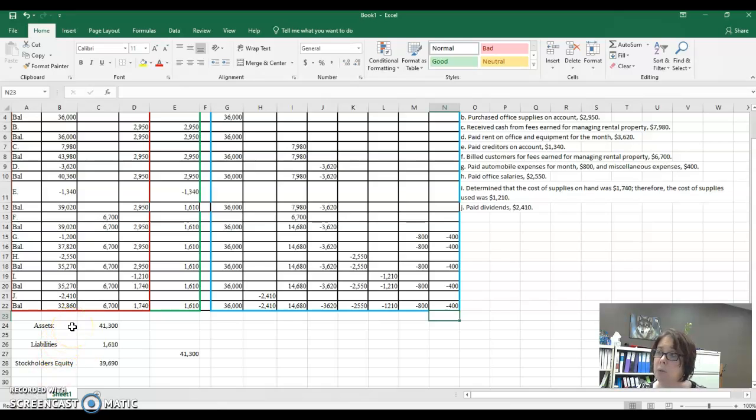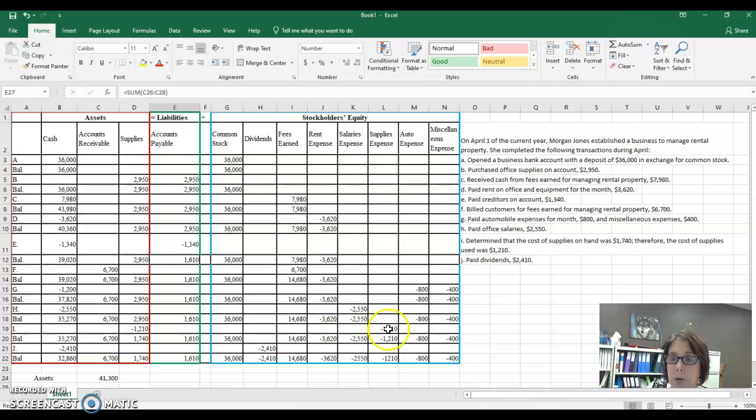Do our assets equal our liabilities plus stockholders' equity? Yes, these are our assets. They total 41,300. Our liabilities were 1,610. Our stockholders' equity was 39,690. I added these two together for the total of 41,300. We have our balance is still correct.